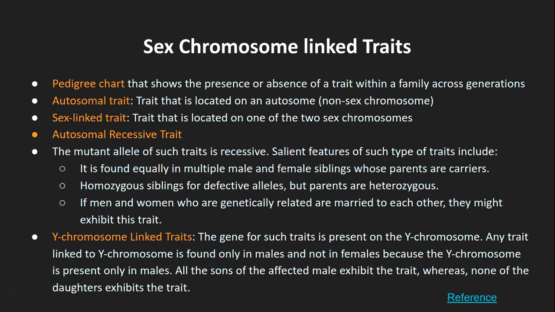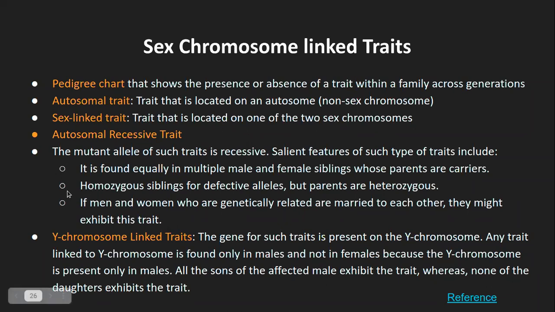So if it is an immediate cousin, higher chance; a little more distant cousin, lower chance; an even more distant cousin, even lower chance; and completely unrelated, then the chance is really next to negligible that they will have this genetic disorder. So that is the autosomal recessive trait, and because the genes are present on the autosome, this particular type of expression is there.